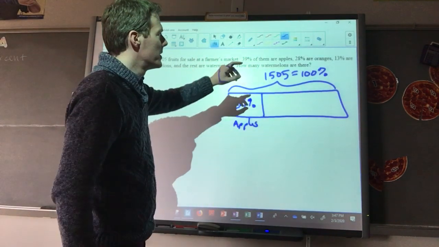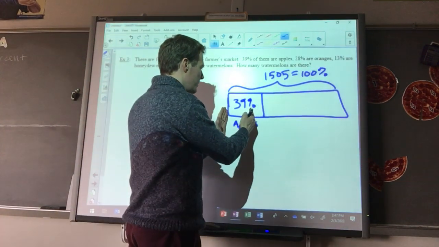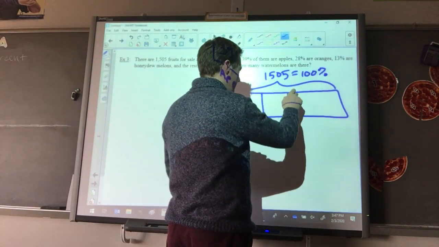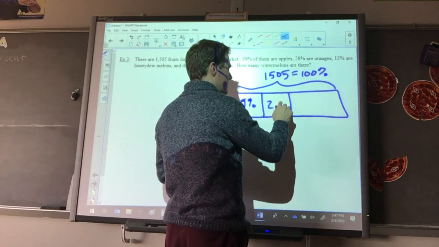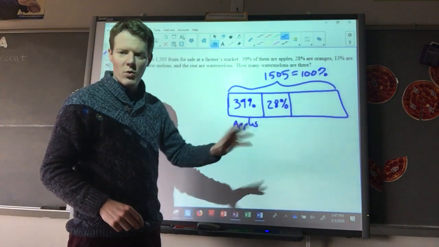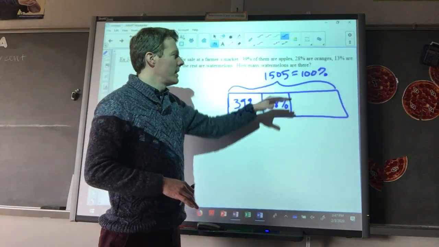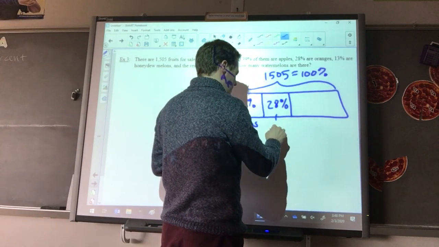Then it says 28% are oranges. So 28%, it's less than 39%. It's like a quarter-ish in size. So it's probably like this-ish. It doesn't matter if it's perfect because the picture is just helping organize the information. It doesn't have to be drawn to scale. But if you can draw it a little to scale, that's nice. So this is oranges.